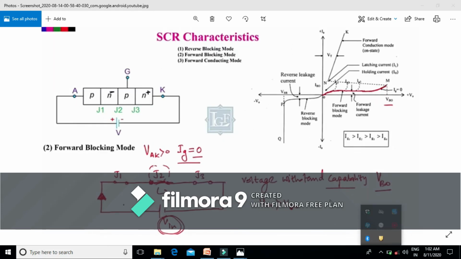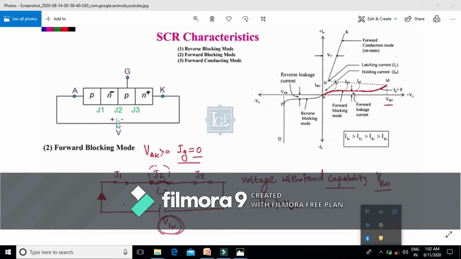Now the second mode of operation, that is forward blocking mode. In forward blocking mode, we are applying the forward voltage, that means forward biasing, across anode and cathode terminals. And here also, in this blocking mode, no gate current or control signal is applied to this circuit.